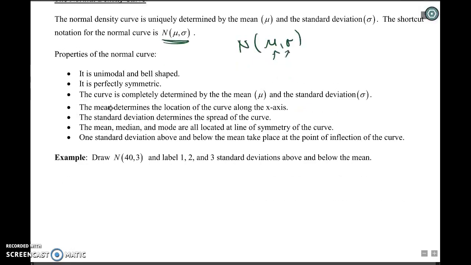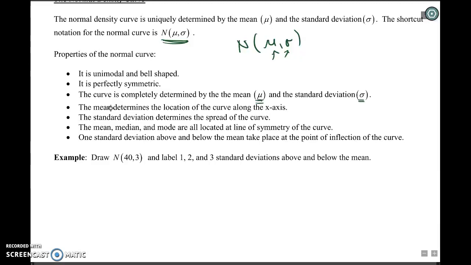Properties of a normal curve. It is unimodal and bell-shaped, not approximately symmetric. This thing is perfectly symmetric. It is completely determined by these parameters. The mean determines the location of the curve along the x-axis, and the standard deviation determines the spread of the curve. The mean, median, and mode are all located at the line of symmetry because it's perfectly symmetric. And 1 standard deviation above and below the mean takes place at a point of inflection.